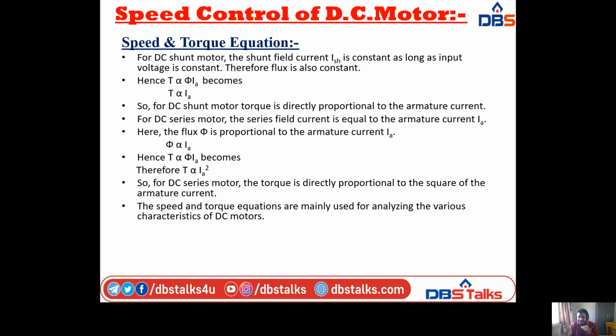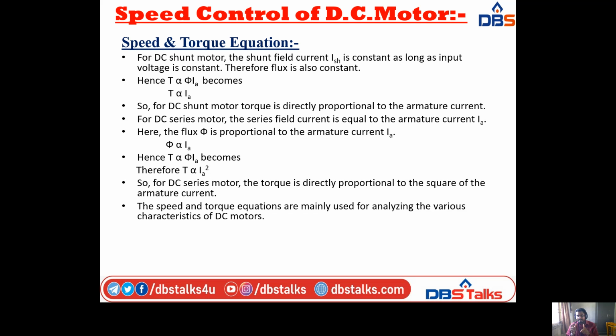By taking that condition, torque is proportional to phi into Ia becomes torque is proportional to Ia only, because flux is constant here. That's why I am not taking the flux value. So for the DC shunt motor, torque is directly proportional to the armature current.